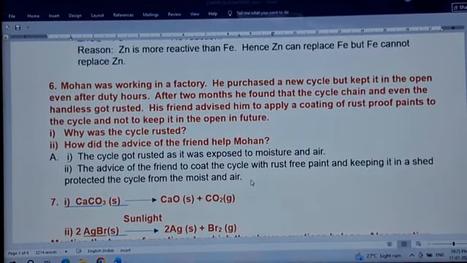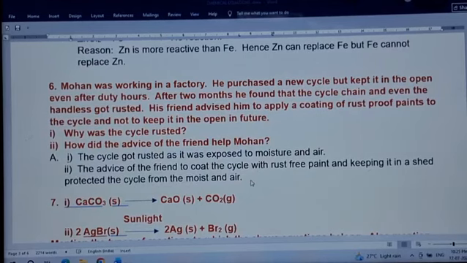So friend, what did he advise? First he said to paint the cycle. Of course, when he paints the cycle, whatever little part is exposed to the air and moisture will be closed. So rust will not be formed. And the second thing, it should be kept in the shed so that it will not come in contact with the moist air and water. That is how it gets secured. The cycle will not be rusted at all.